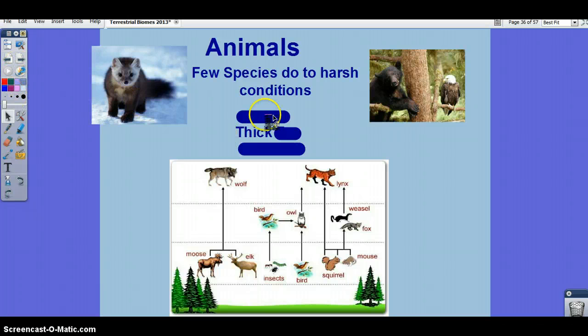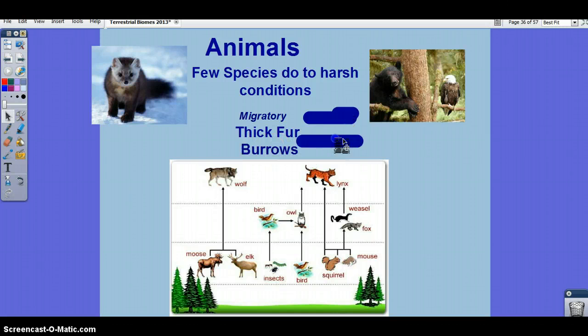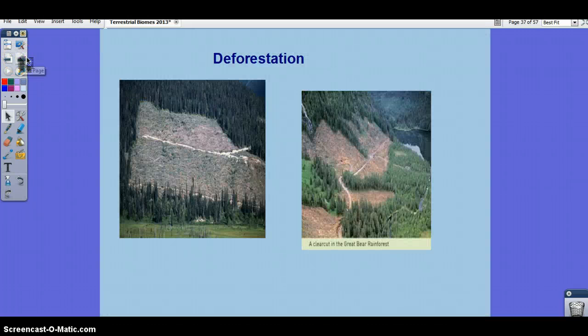Animals in the coniferous forest, there are very few species because of the harsh conditions, like the long winters and the short summers, but there will be migratory animals coming in and out of the biome. The animals that do live there will have thick fur and form burrows for warmth.